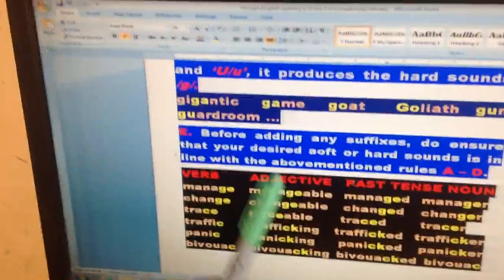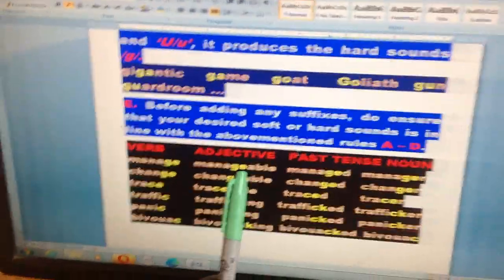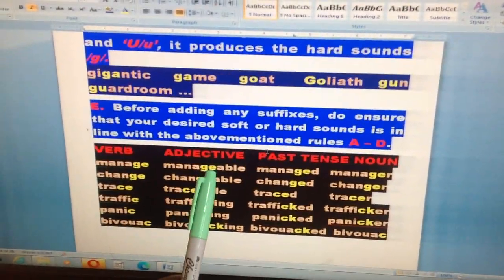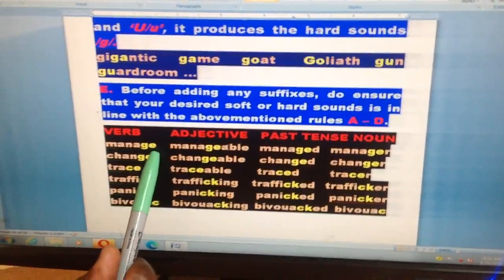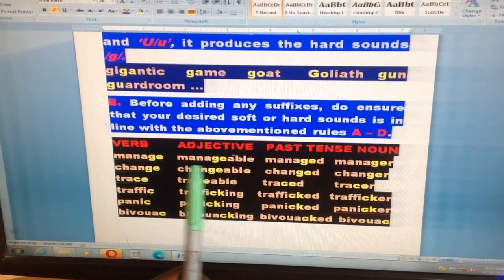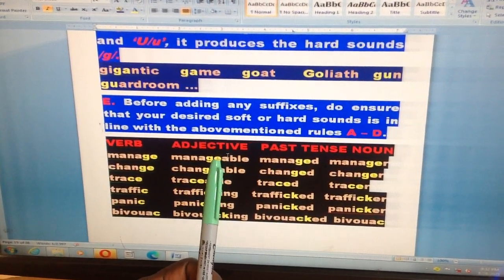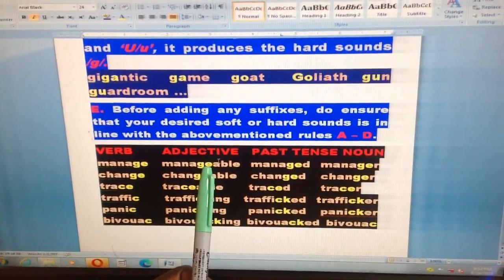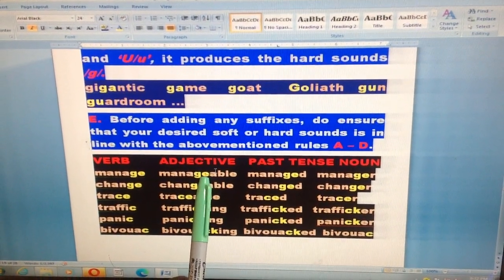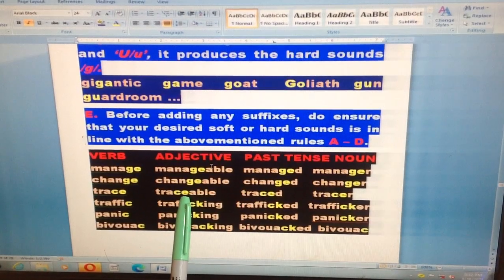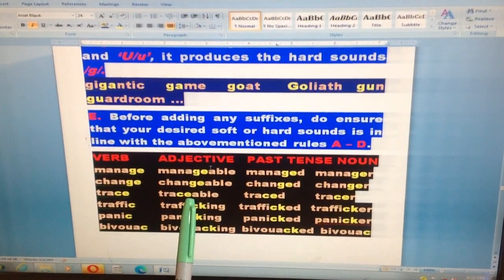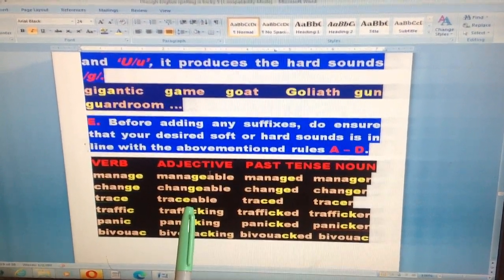Why do we say this? Because if we don't keep this E, for example, the word manage has the correct sound, it follows the rule. If we drop the E here, it will give us manageable with a hard G. So for us to keep the soft sound, we maintain that E. Same thing here. If we drop the E, it will give us traceable with a hard C. So we keep the E to say traceable.